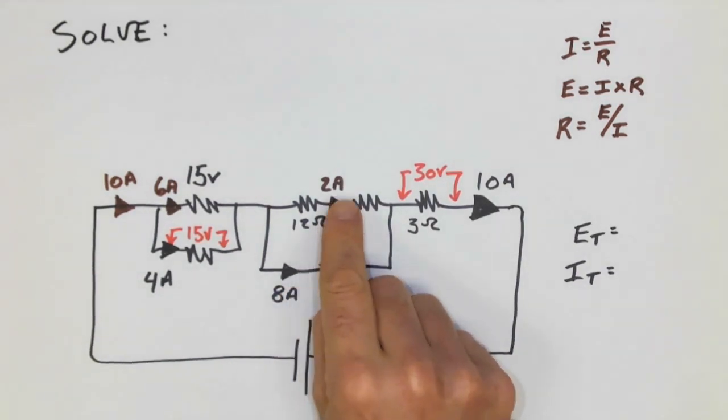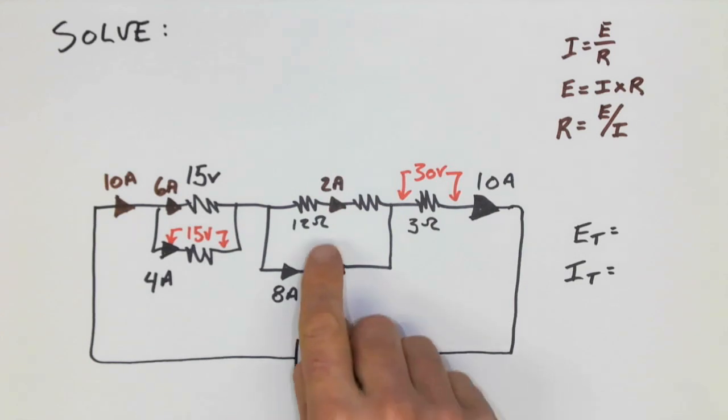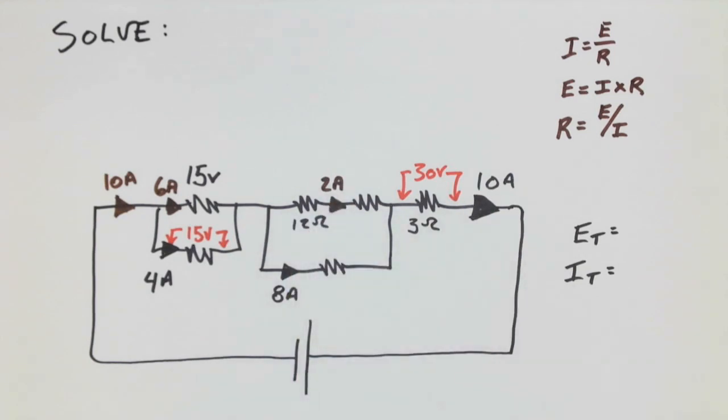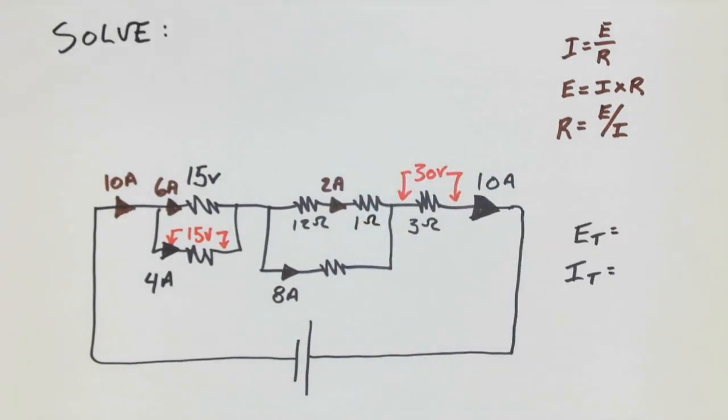8 plus 2 equals 10. Now, if we know what the 12 ohm and 2 amps is, and I'm going to add another ohmic value in here, I think that was missing from the beginning. So let's say that we have here, let's say 1 ohm. There we go.